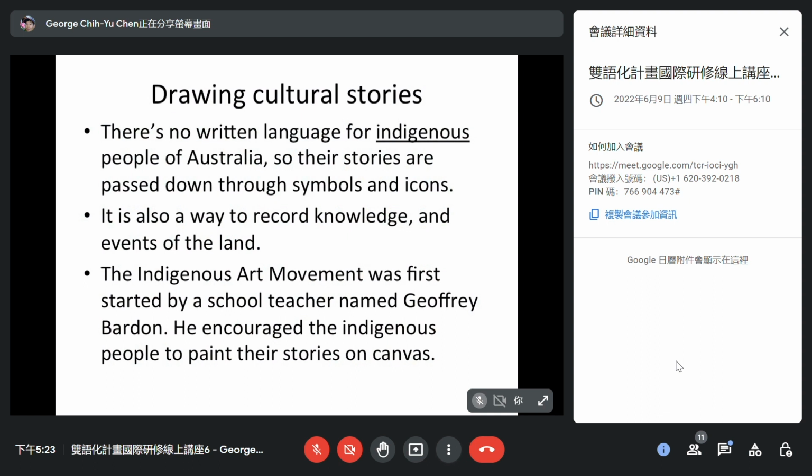And nowadays, when you go to the national museums in Sydney or in other parts of Australia, you will see Indigenous art, and they are just beautiful. And then when you look at these paintings, you think of Jeffrey Barden for his initial encouragement.